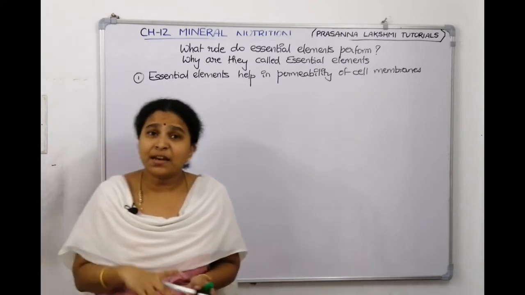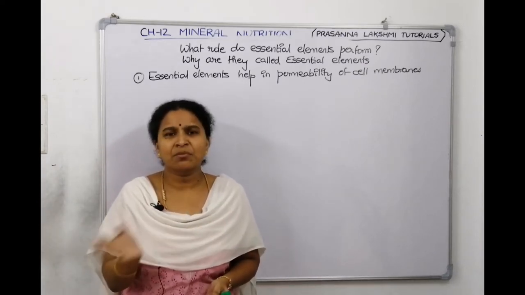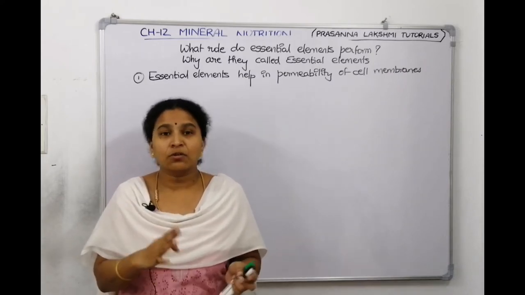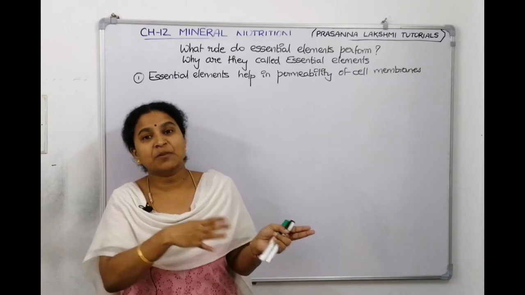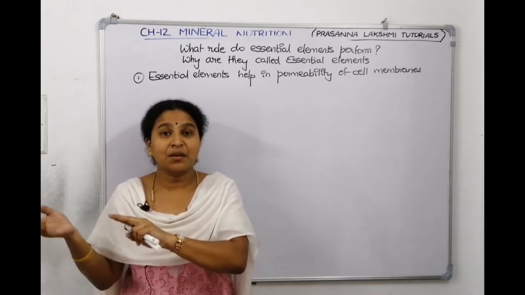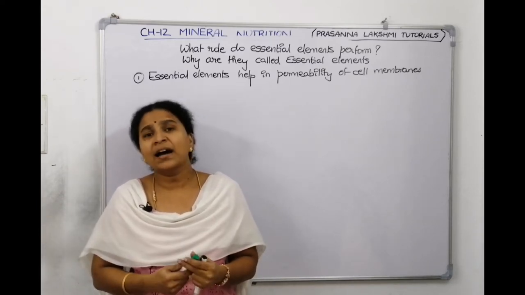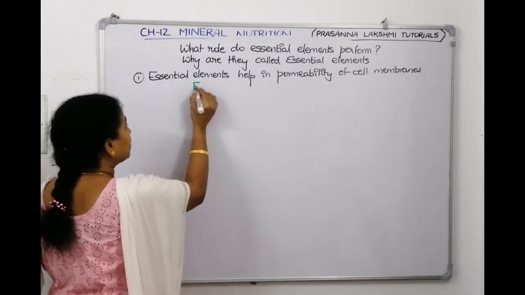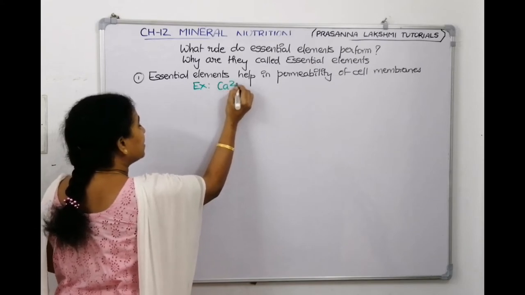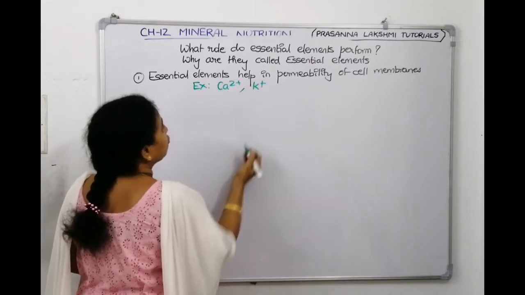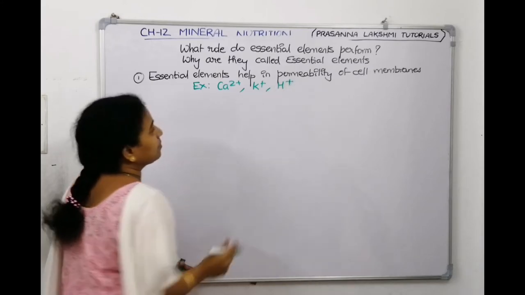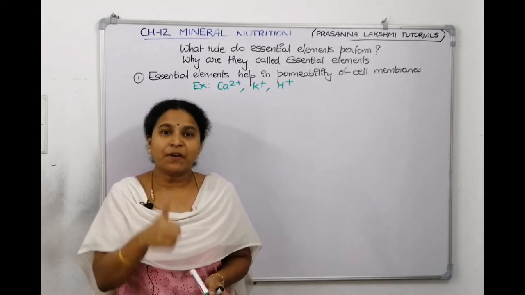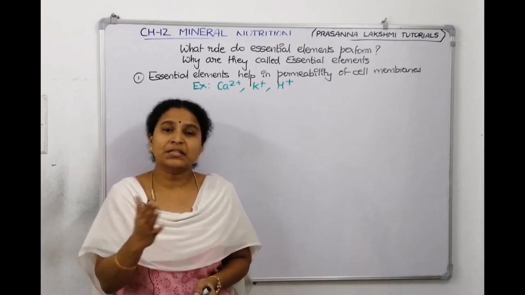Now, what are those elements which help in permeability? Calcium, you know, a cation, always goes this side, that side. K plus also, H plus also. While they are going outside, they take the other particles towards the outside. While they are coming inside, they bring the particles inside. So, what are the ions which help in increasing the permeability? The familiar examples are Ca2 plus, K plus and H plus. These help in increasing the permeability more. That is one function. Permeability is increasing, which means the cell requires it.